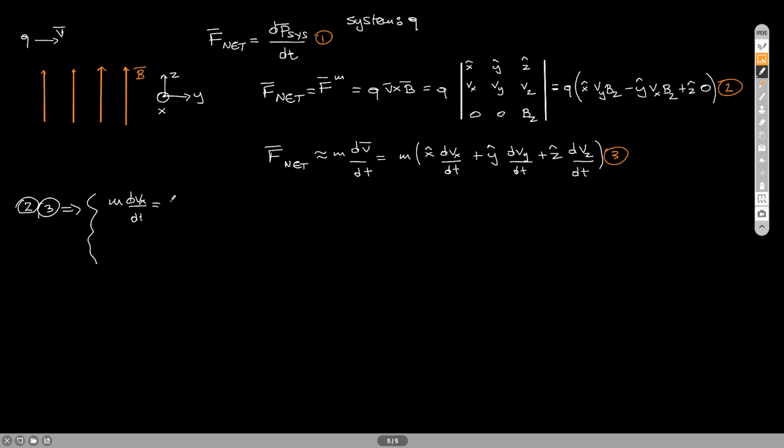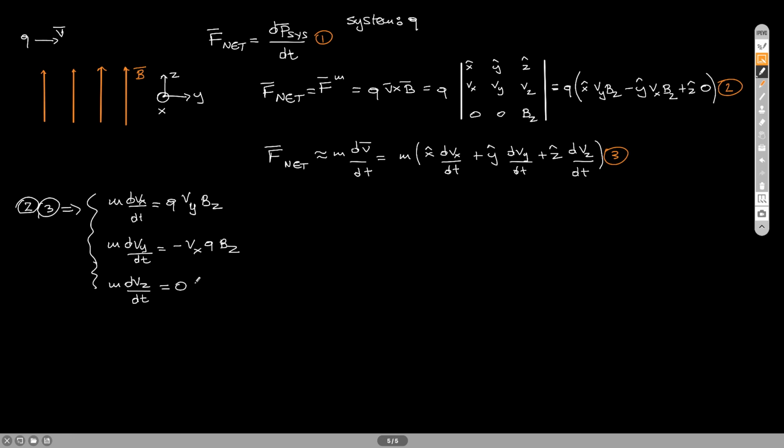It's equal to q vy bz, and then from the y I have m dvy dt equals minus vx, I forgot the q, bz, and then in the z direction I have m dvz over dt equals 0.